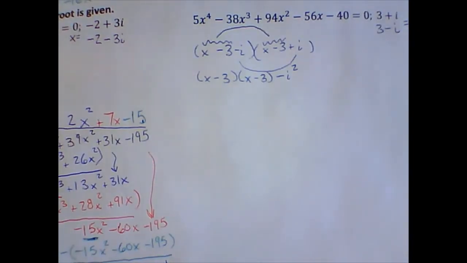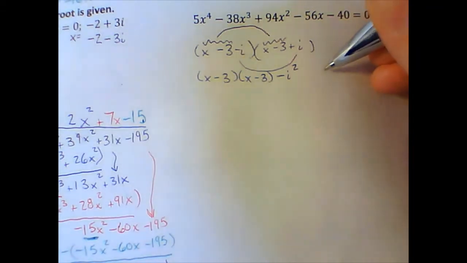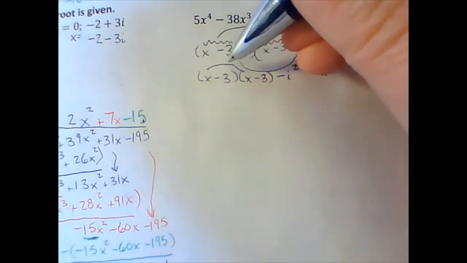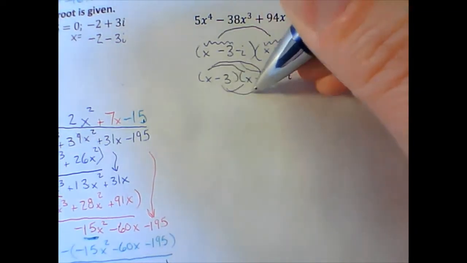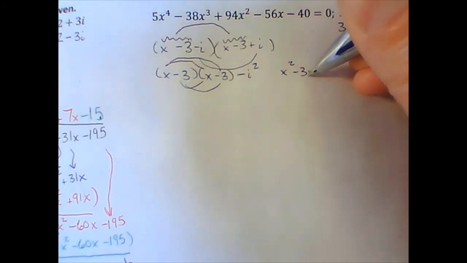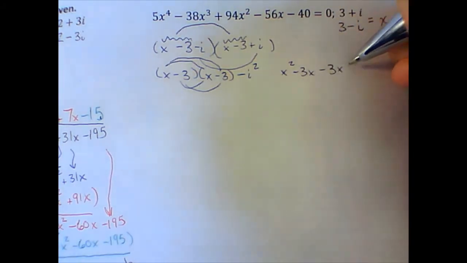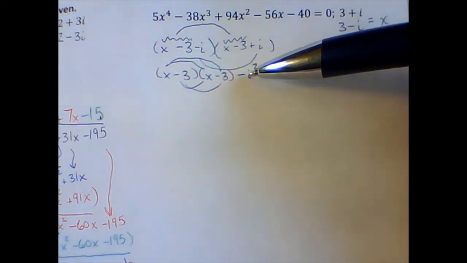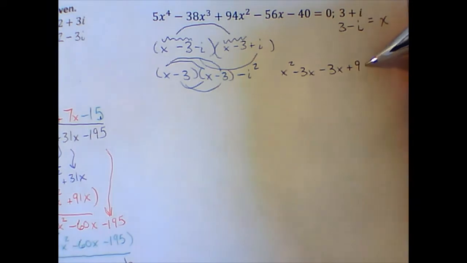Okay, x minus 3 times x minus 3, those guys are not conjugates. So we have to FOIL them out. Conjugates require opposite signs in the middle. They don't have that. So I'm going to FOIL it over here to the right. So x squared minus 3x, and then there's another minus 3x and a plus 9. So that's what that gets. And then a negative i squared is like a negative 1, so it's plus 1.